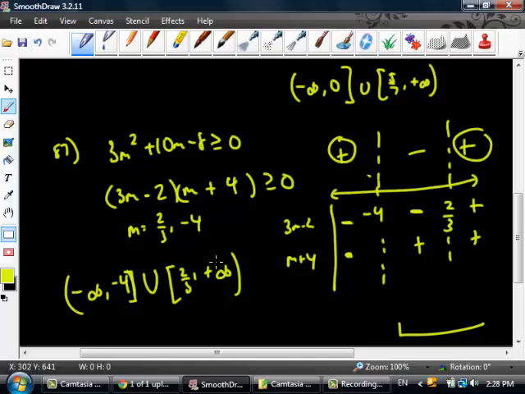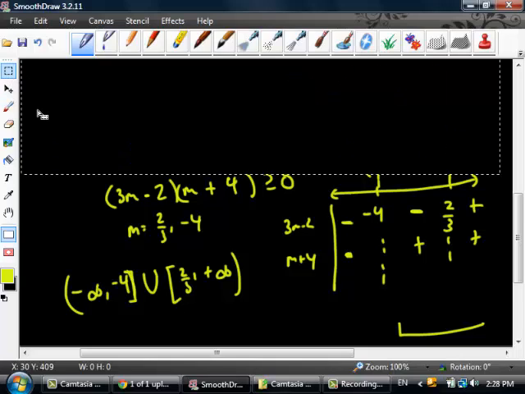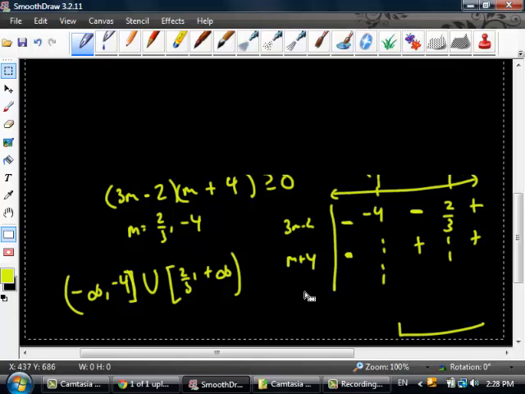The what? m? That's the variable that I'm using. Whoopsie. Okay, 94 is the last one.